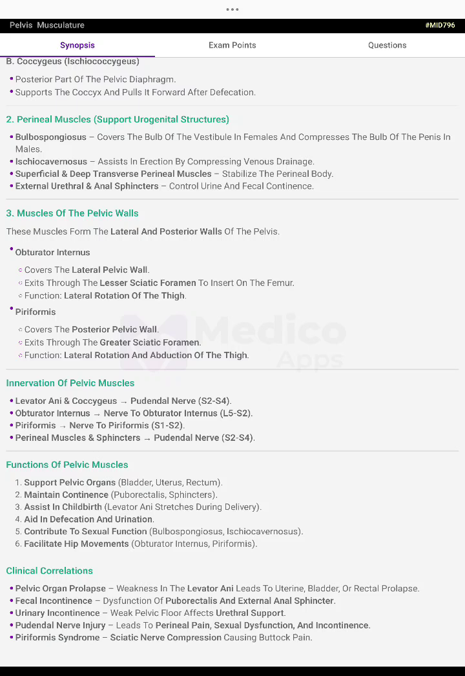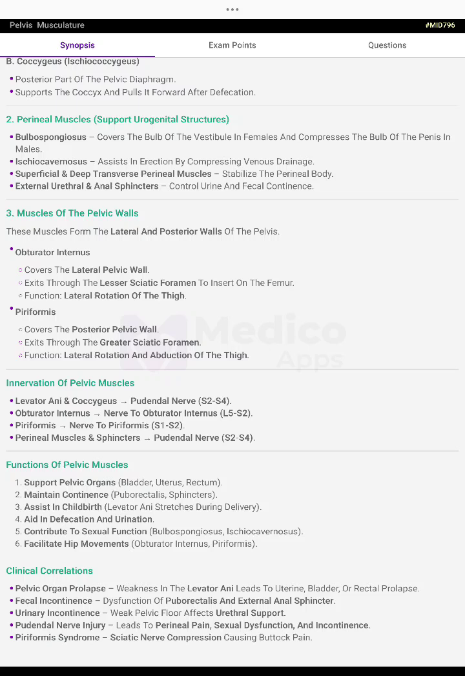Functions of the pelvic muscles. Support the pelvic organs: bladder, uterus, and rectum. Maintain continence through the puborectalis and sphincters. Assist in childbirth through the levator ani structures during delivery. Aid in defecation and urination. Contribute to sexual function through bulbospongiosus and ischiocavernosus. Facilitate hip movement through obturator internus and piriformis.